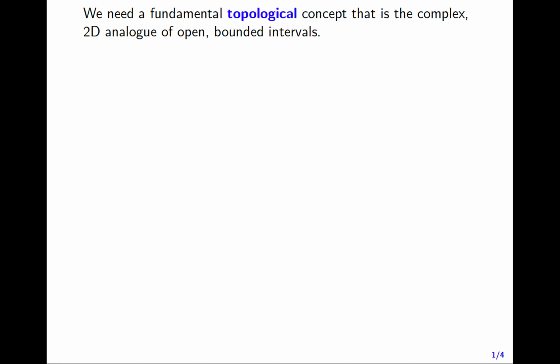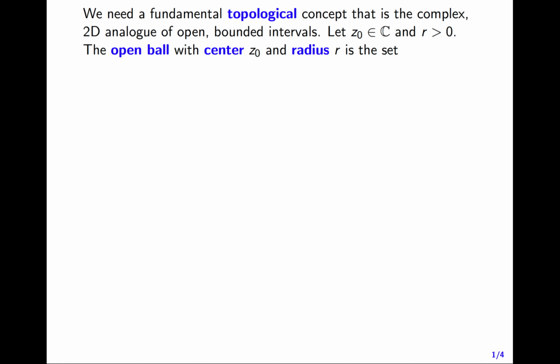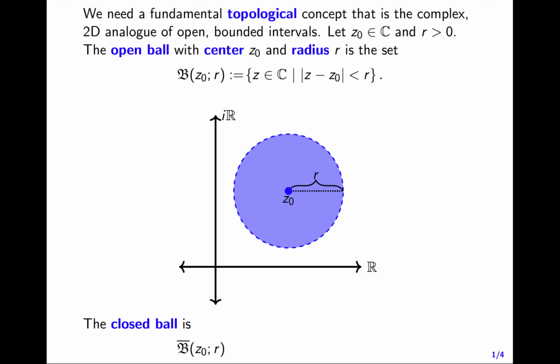We begin with a topological concept, that is the complex and two-dimensional analog of open-bounded intervals in the real numbers. Let's take a fixed complex number z0 and a positive real number r. And then we'll define the open ball with center z0 and radius r to be the set B(z0; r), which is the set of all complex numbers z, such that the modulus of z minus z0 is less than r. And here's the picture.